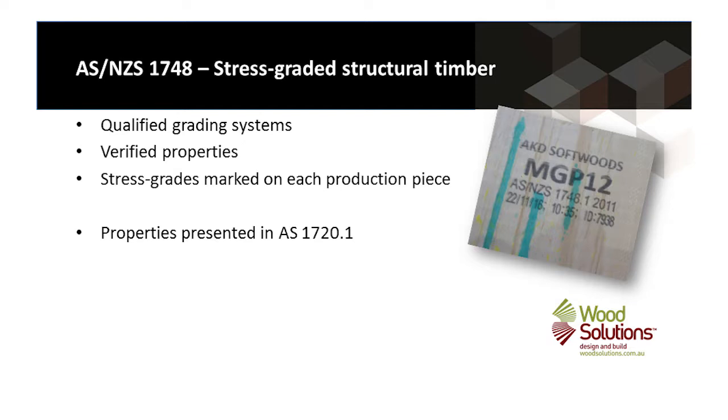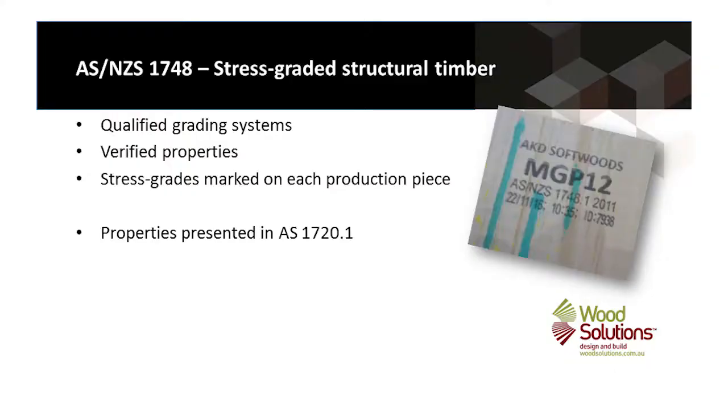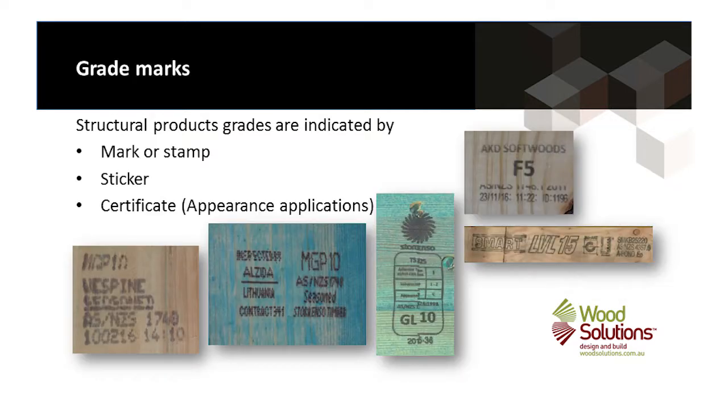And a structural product has properties. And all of the properties together are called a stress grade. So those properties relate to the designation of the material. The stress grade properties are presented in AS 1720, but they're also linked to the span charts in AS 1684. So the end result of the production of a piece of timber is a grade mark.